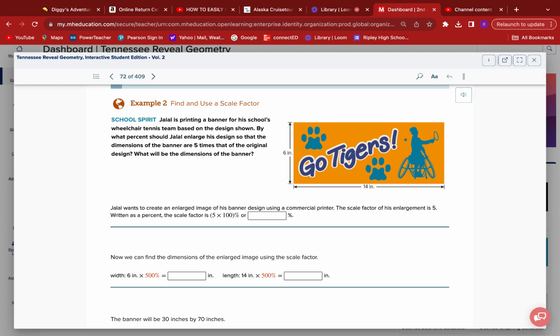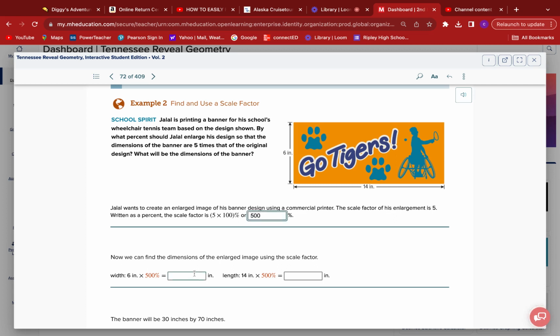Okay. So dude wants to create an enlargement of the banner sign using a commercial printer. The scale factor enlargement is 5 because he's increasing it to 5 times the size. So your scale factor is going to be a K, which is 5. All right, so 5 times 100 is 500%.